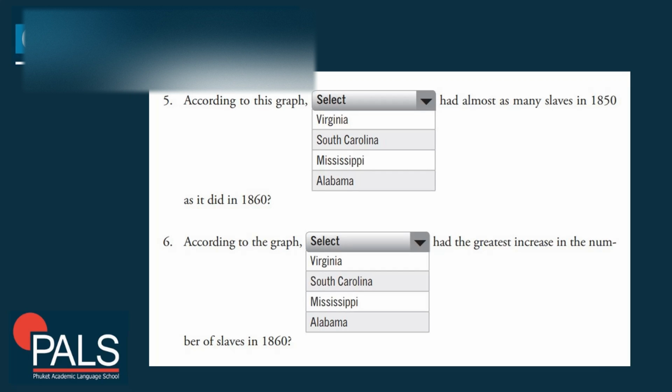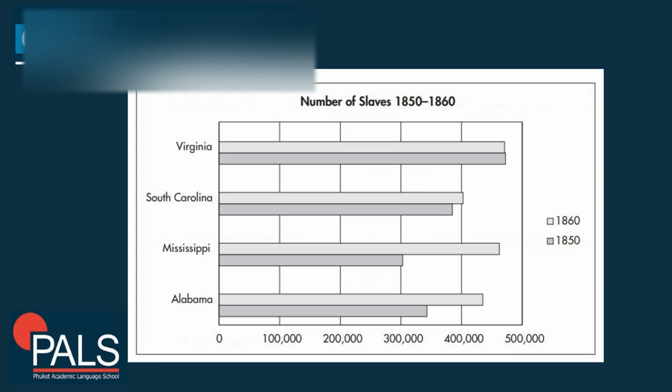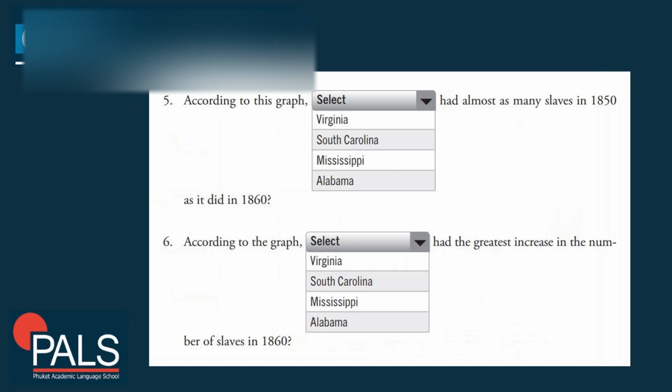Number 6, according to the graph, blank had the greatest increase in the number of slaves in 1860. So we're going to look at the graph and we're looking for the greatest increase from 1850 to 1860. 1850 is indicated with a dark gray bar, 1860 being a light gray bar. In which state would the light gray bar be much longer than the dark gray? Mississippi. The correct answer is Mississippi.